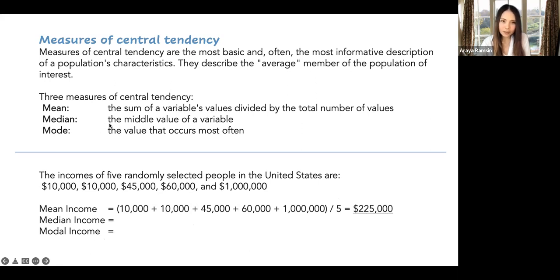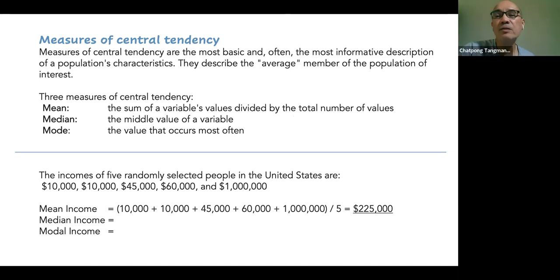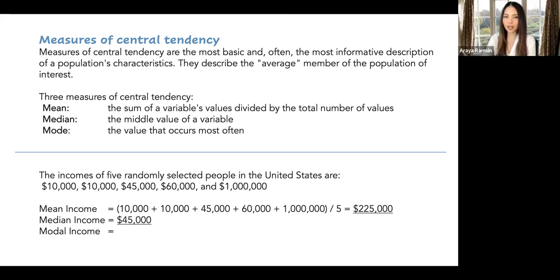What about median income? So again, go back here. Median is the middle value of a variable. What do you think is the middle? 45,000. Good. Answer is $45,000.